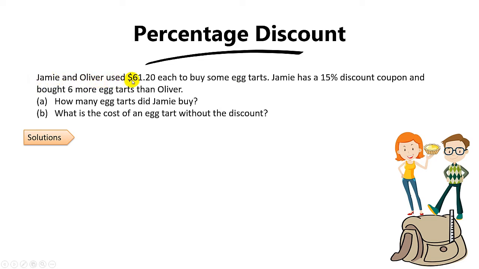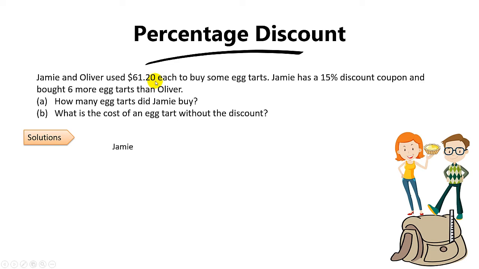Jamie and Olivia used $61.20 each to buy some egg tarts. Jamie has a 15% discount coupon and bought 6 more egg tarts than Olivia. For part A, we want to find how many egg tarts Jamie bought. So let's understand the question first. Each of them got this amount of money and they want to buy egg tarts. Because Jamie has a 15% discount, she's able to buy 6 more egg tarts than Olivia. But you have to take note that both of them actually spend the same amount of money in the end.